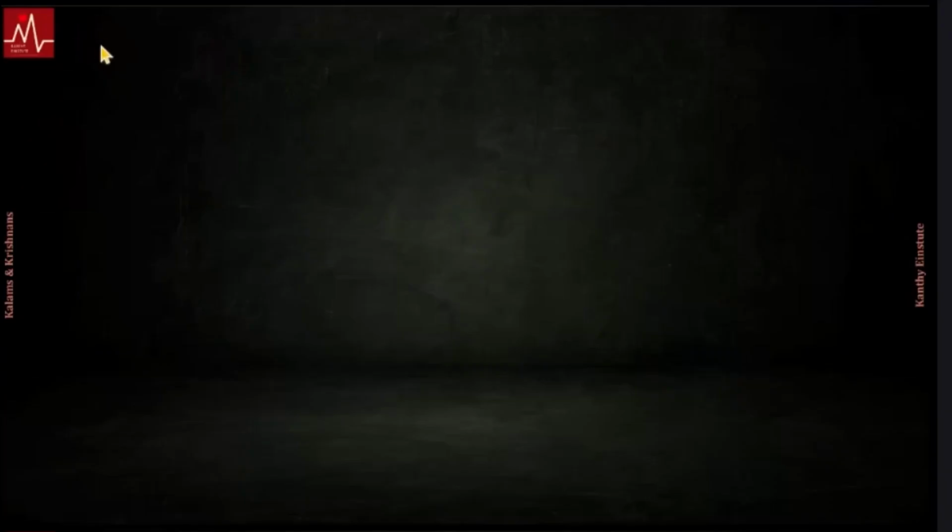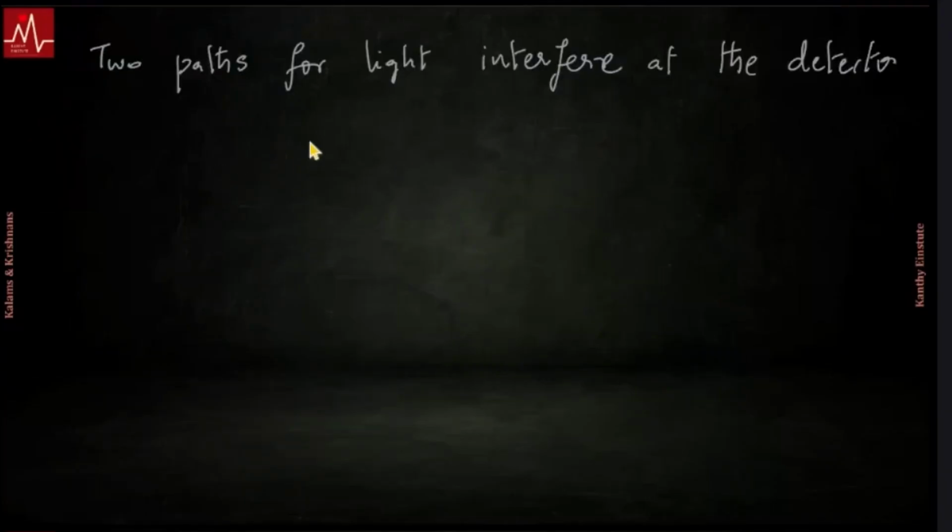There are two paths for light. Let's say one path is this, based on the mirror position. The second path can be slightly longer. The total distance light travels in the two paths differs. In the second path, the mirror has slightly moved, so it has traveled a slightly longer distance.